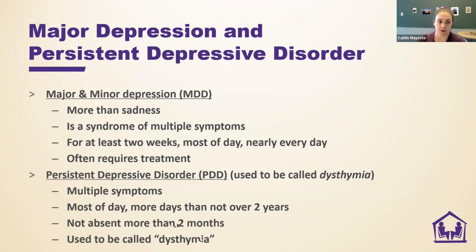You can do with it as you please, depending on the audience that you're teaching. Persistent depressive disorder used to be called dysthymia, and it is multiple symptoms that overlap with major and minor depression, most of the day, more days than not over the last 2 years. So think of it as low-grade depression lasting a really long time. They may have breaks within that 2-year period where they're not experiencing it, but if any of those breaks last more than 2 months, then it's not considered persistent depressive disorder.